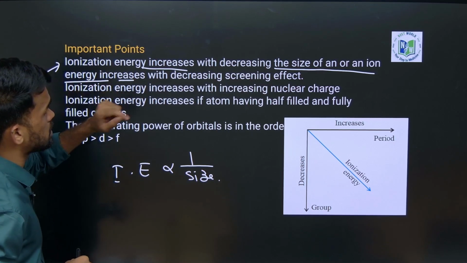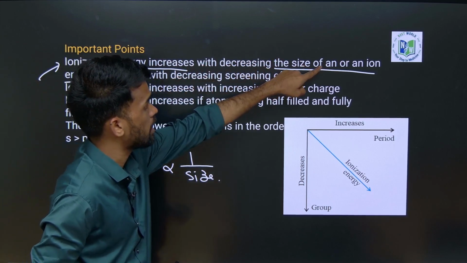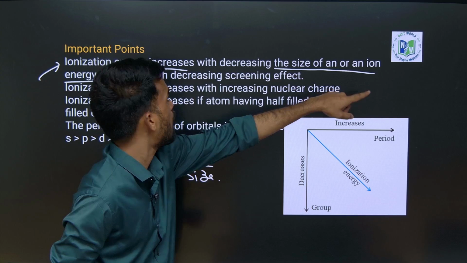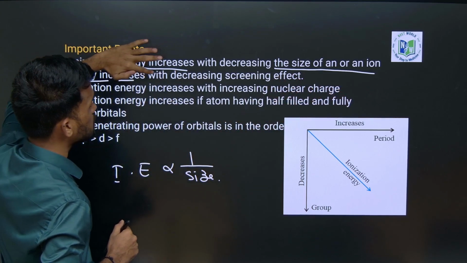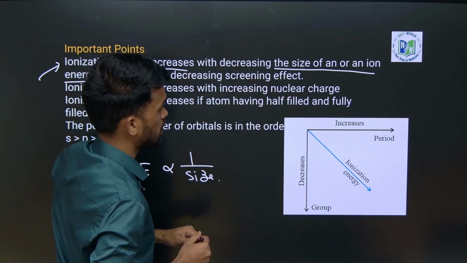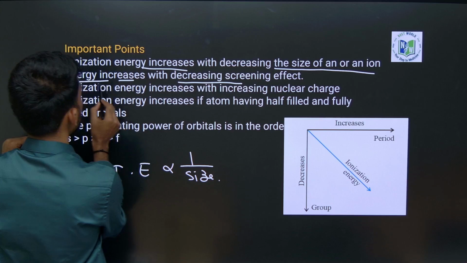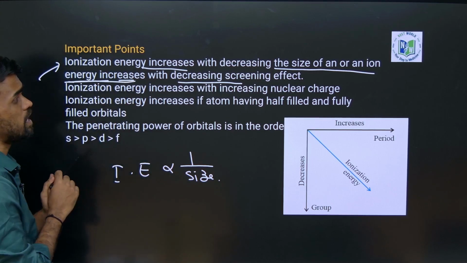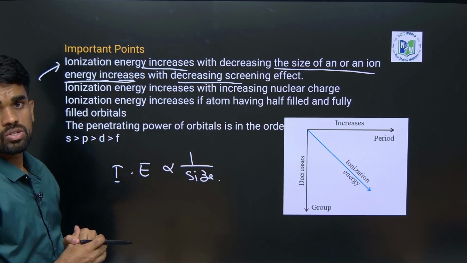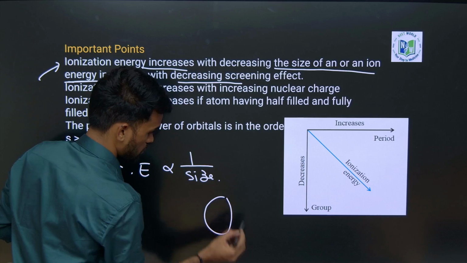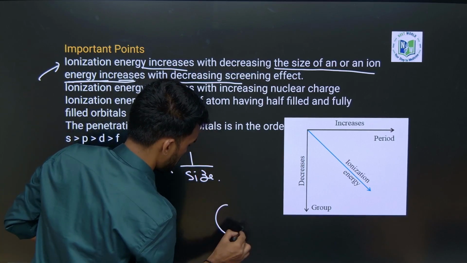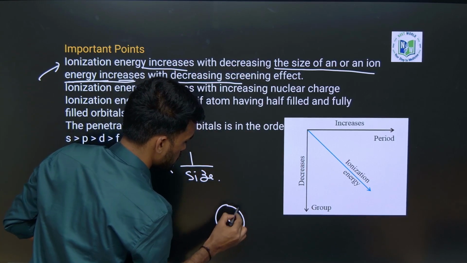Ionization energy decreases with increasing size of an atom or an ion, and ionization energy increases with decreasing screening effect. If the screening effect is decreasing, ionization energy increases. So what is the screening effect? Screening effect means, for example, this is the nucleus.